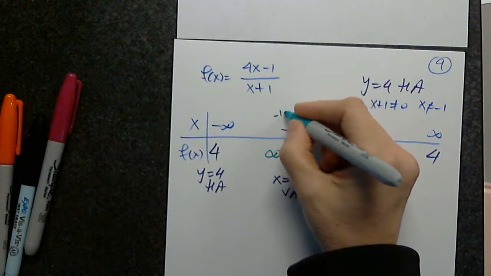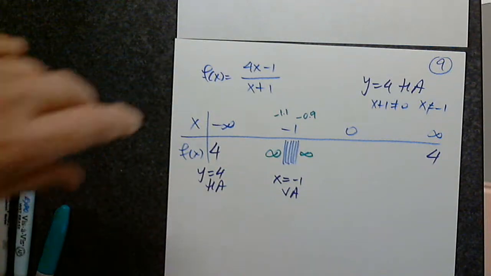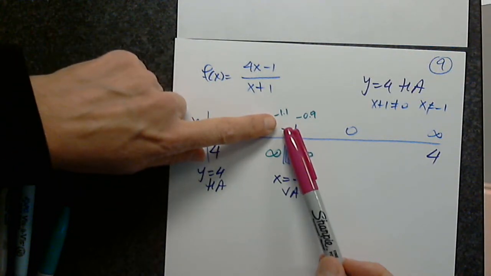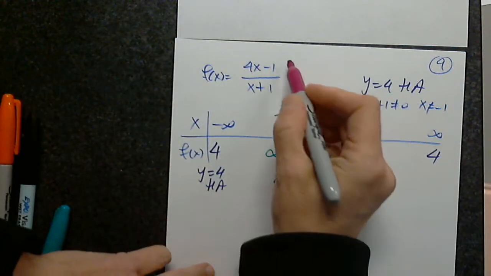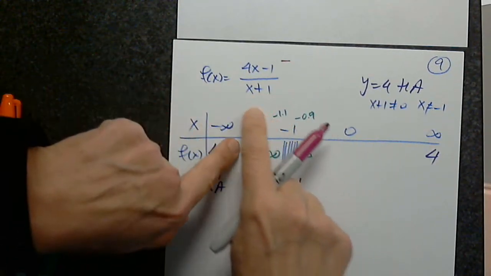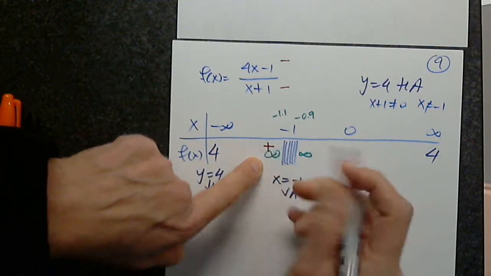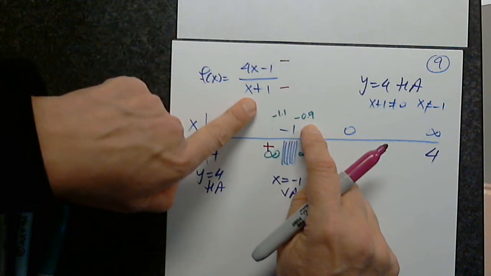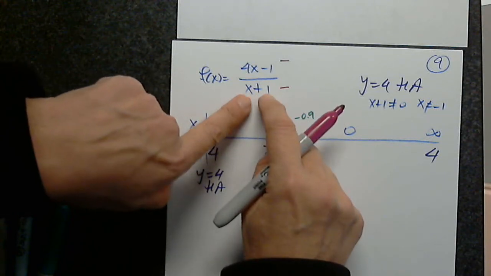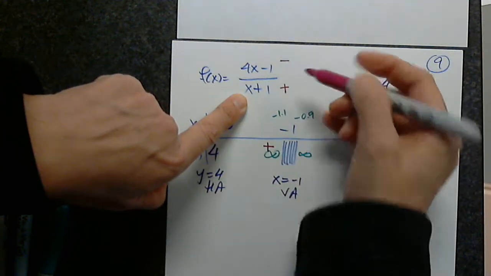I'm going to use something close from the left and something close from the right. So let's use something close from the left: -1.1, the top is negative. What about the denominator? So what is the sign here then? Negative. Careful. Oh, positive. Good. So with -0.9, the top is still negative. But what about the bottom? With -0.9 plus 1. Good. Negative over positive is?